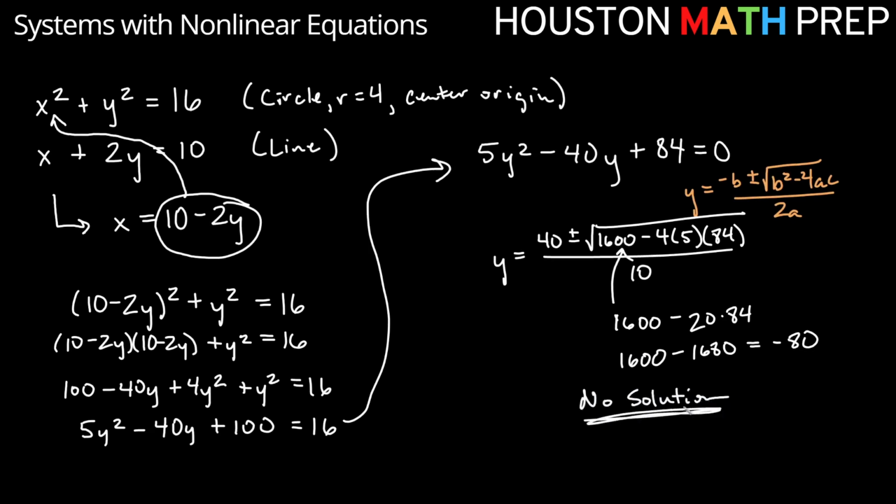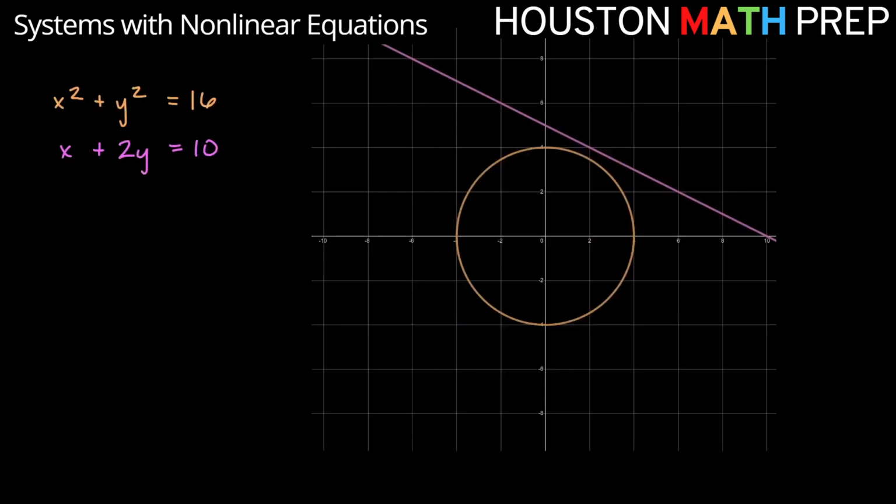If we look at the graph of the circle and the line in this system, what we'll notice is that the line goes just over the circle, just a little bit. It is close to touching it, but it does not exactly go through any point on the circle. No intersection points means no solution for the system.